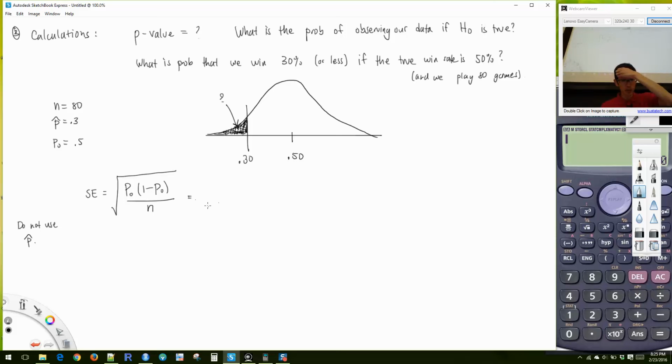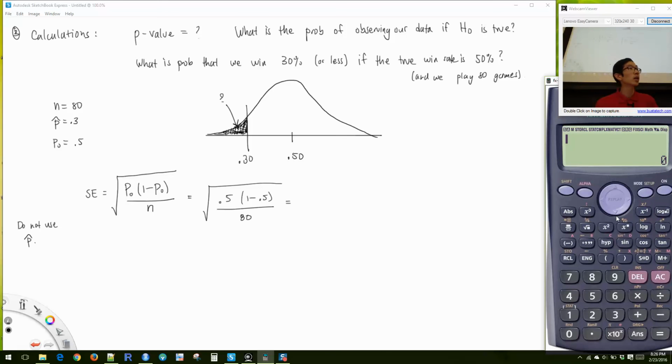So in our case, what we're going to put here is 0.5 times 1 minus 0.5 over 80 inside our square root. Is that okay? So I'm going to do 0.5 times 1 minus 0.5 divided by 80, and take the square root of this, and I get 0.0559.